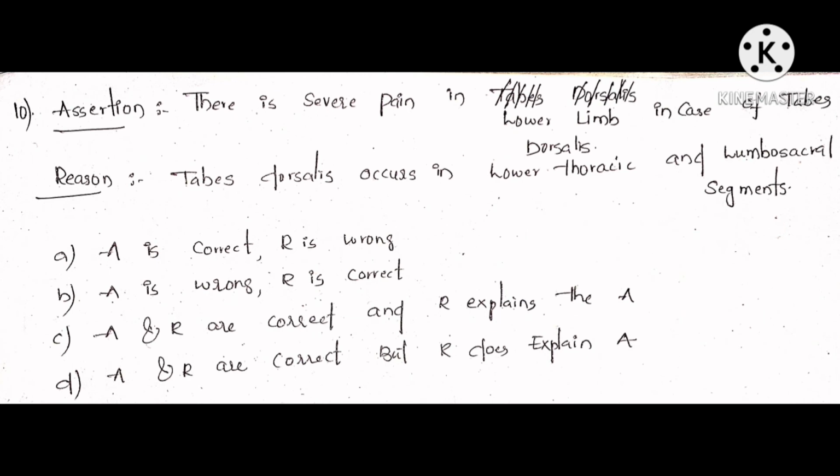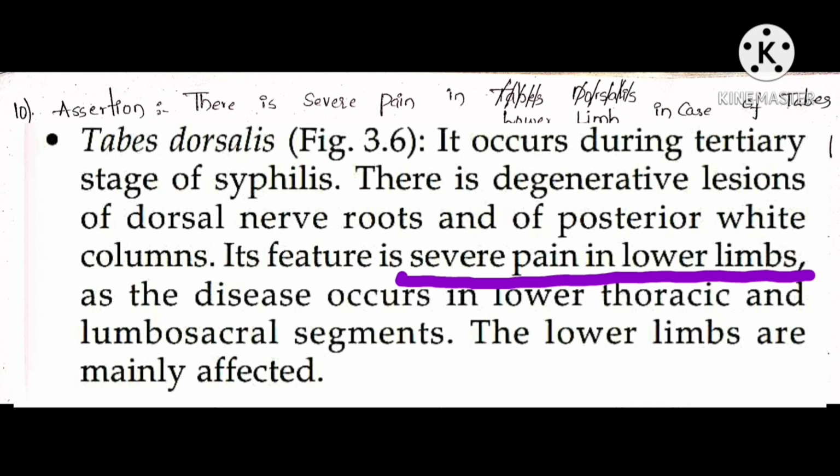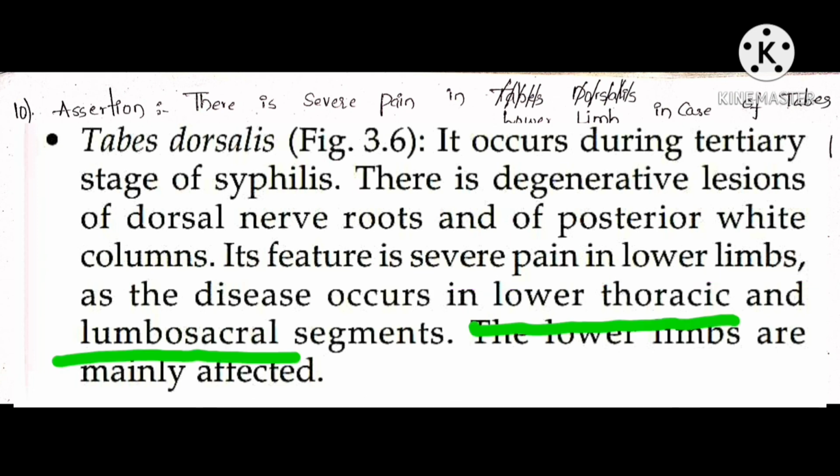Coming to the next question, it is an assertion reason type of question. The assertion is there is severe pain in lower limb in case of tabes dorsalis, and the reason given is tabes dorsalis occurs in lower thoracic and lumbosacral segments. Coming to the answer, C is the correct option. Assertion and reason both are correct, and the reason explains the assertion. Coming to the explanation, we already know it from the previous question itself. There is severe pain in the lower limb in tabes dorsalis because it occurs in lower thoracic and lumbosacral segments.